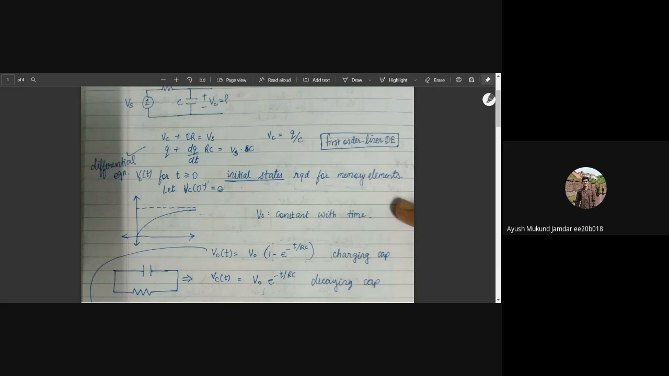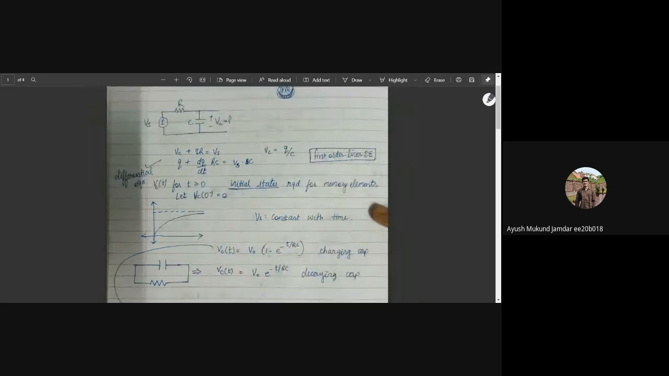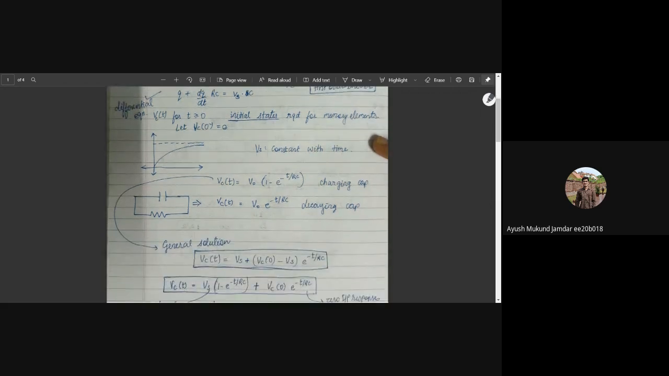And on combining both these conditions, we'll obtain a condition wherein the capacitor had some initial charge, and it is also being put in a circuit where Vs is non-zero. That is, there is also a source. So the general equation can be obtained by just superposing these two solutions. That is, Vc of t turns out to be Vs plus Vc of 0 minus Vs whole times exponential minus t by Rc.